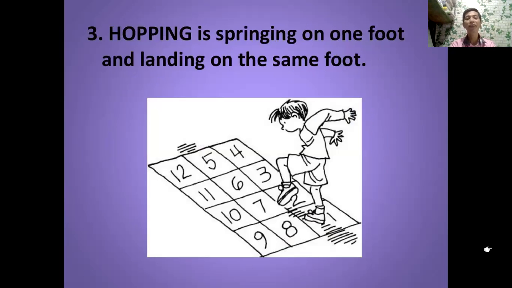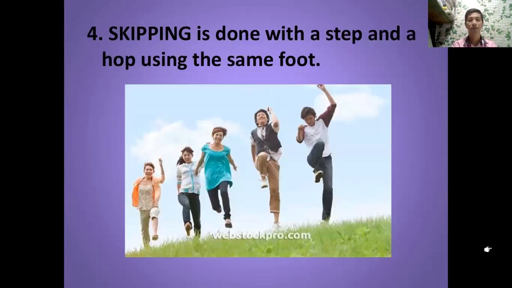Another example for locomotor movement is hopping. Hopping is springing on one foot and landing on the same foot. So this is what we call hopping. The fourth one is skipping. Skipping is done with a step and a hop using the same foot.